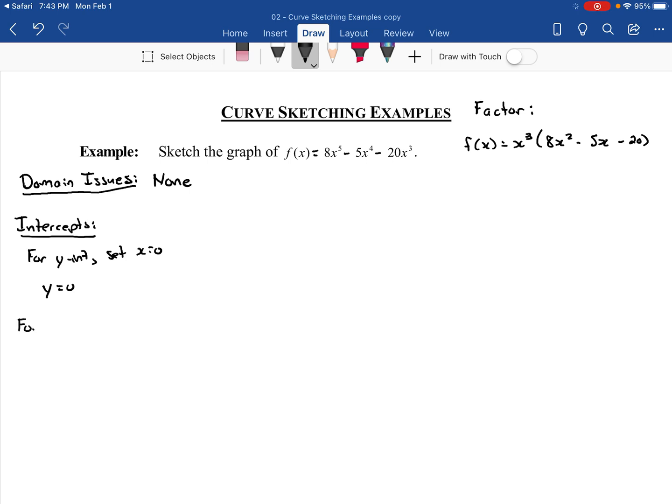X-intercepts can be a little bit more work. For the x-intercept, we'll set the y to 0. And that's where this factored version comes in. We sort of see that we want to get this factored version going. So I go 0 equals x cubed times 8x squared minus 5x minus 20. So the factored version is handy here. So I get two zeros. I get x equals 0, or I get this big thing equal to 0.